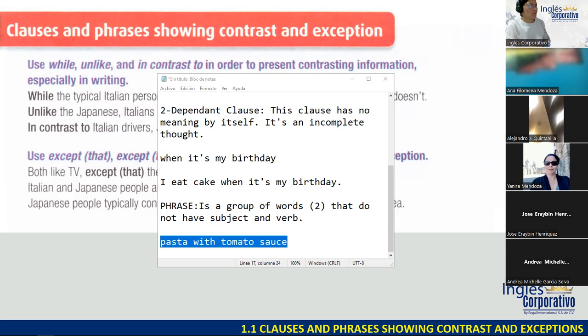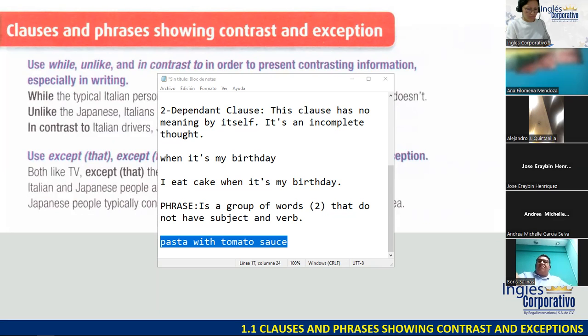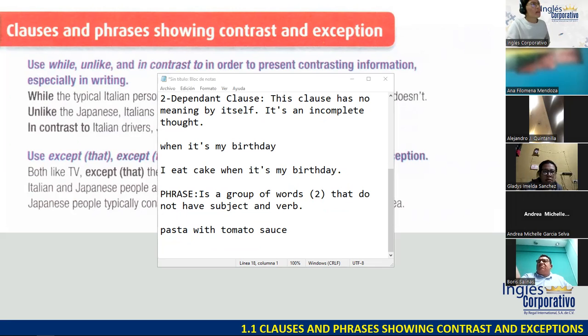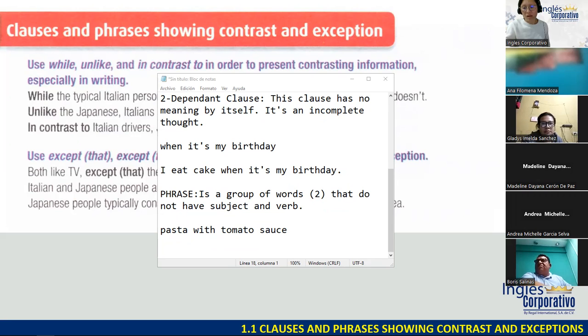Espérenme, le voy a decir que no puedo. Le voy a decir a él que no puedo primero. Porque aquí sí me deja escribir, pero aquí no. Maybe the document is locked. Creo que está locked. If you take a picture? No, ahí está. Dice que también le pasó lo mismo ayer.